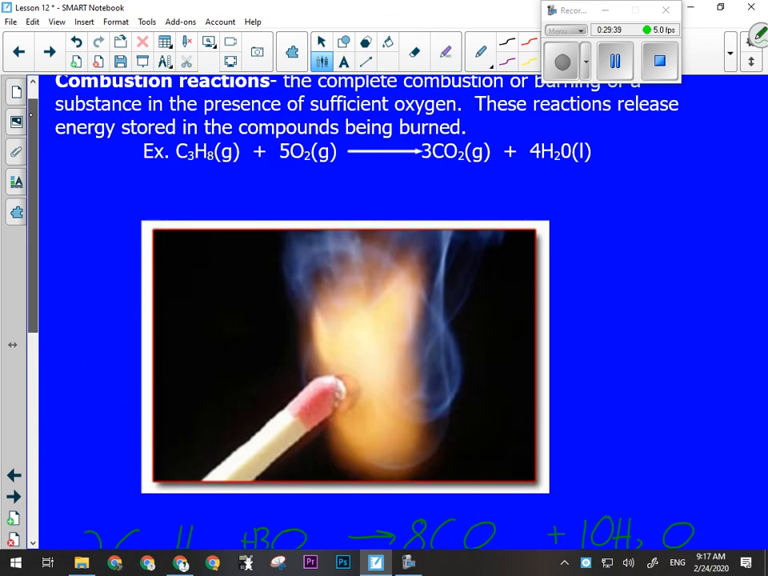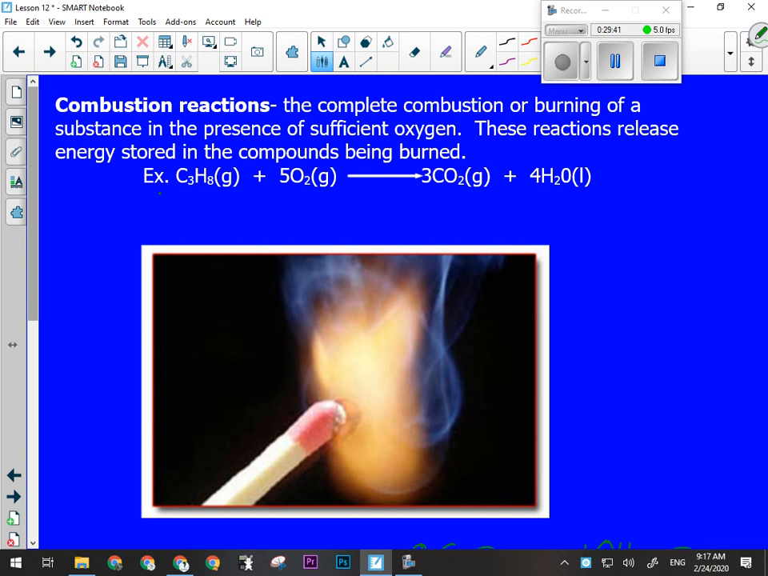Okay. So the way we recognize a combustion reaction, we look for carbon and hydrogen burning in the presence of oxygen. Products are always going to be carbon dioxide and water, no matter what. All right. Questions on combustion?